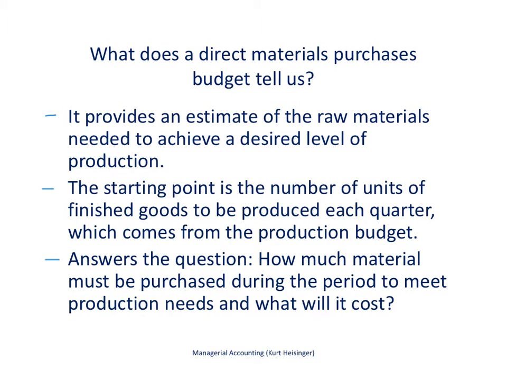Let's start by looking at the direct materials purchases budget. So what does it do? What does it tell us, this direct materials purchases budget? And again, we're in a manufacturing environment. It provides an estimate of the raw materials that we need, whatever materials we need to achieve a desired level of production. And the starting point for the direct materials purchases budget is the number of units of finished goods to be produced each quarter.